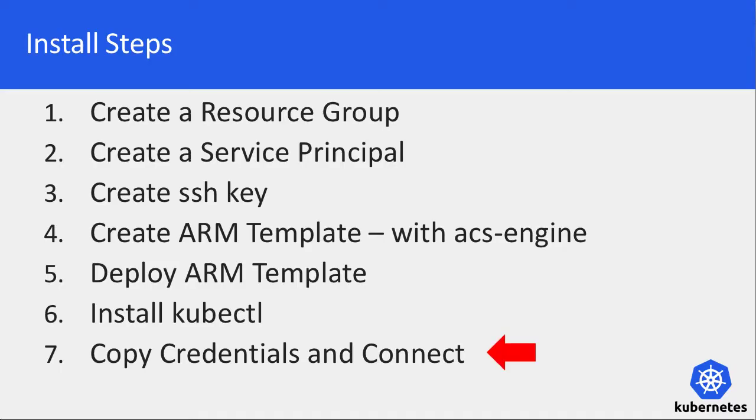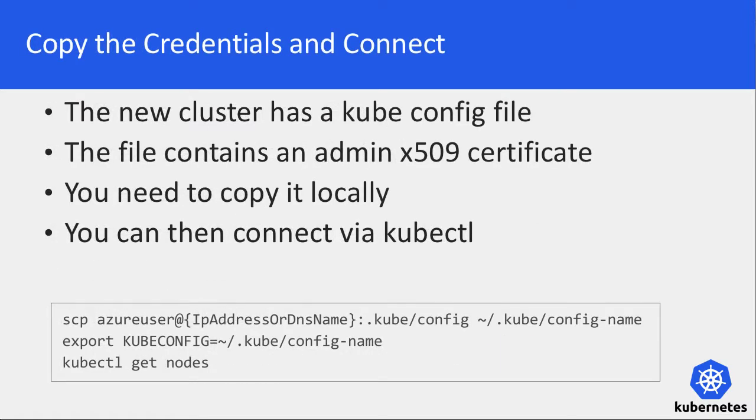So the last step is for us to copy the admin X509 certificate locally, so we can connect kubectl to our Kubernetes cluster via the kubectl CLI. As mentioned, the admin X509 certificate is added to the master, and all we need to do is copy that locally, and then you can connect to your cluster via kubectl.